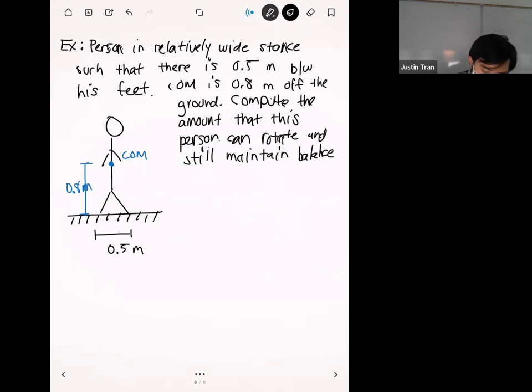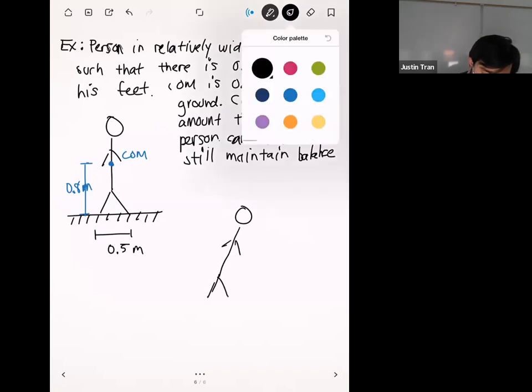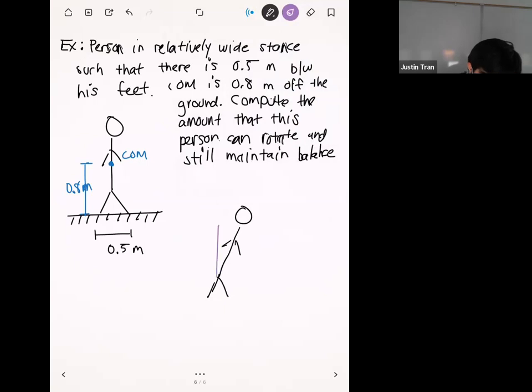Basically we're interested in a situation where, let's say, the person starts to bend over. Let's say the amount he's bending over is theta. He's leaning to the right a little bit, or I guess it'd be his left and our right. We want to compute what this angle theta is.